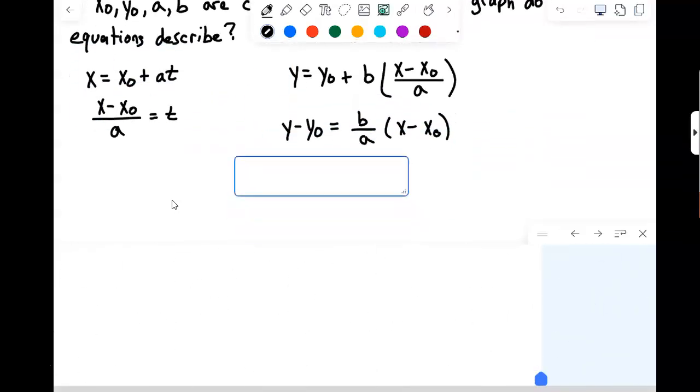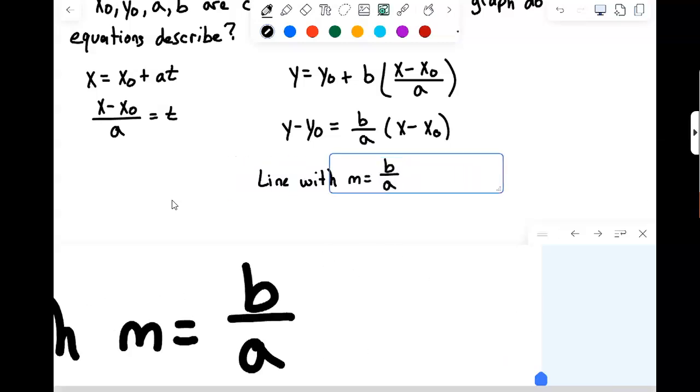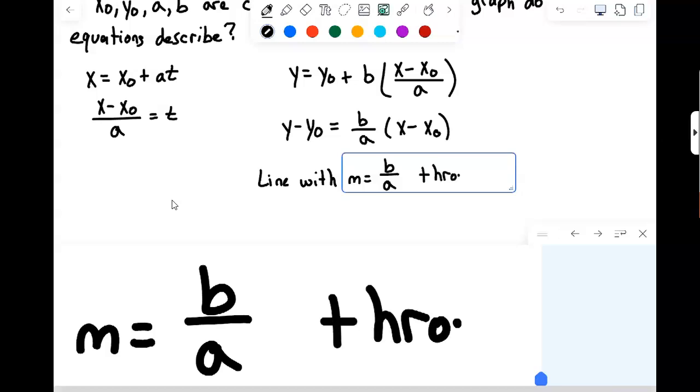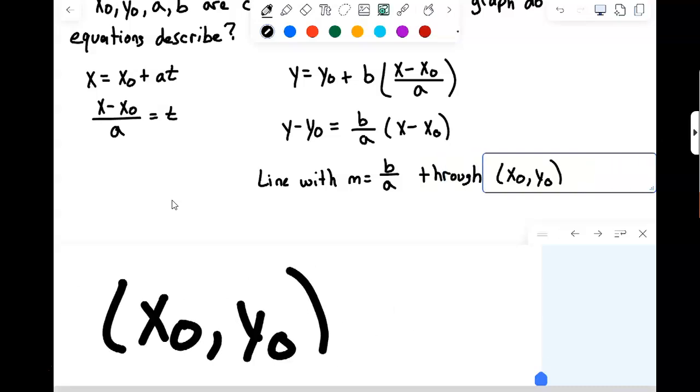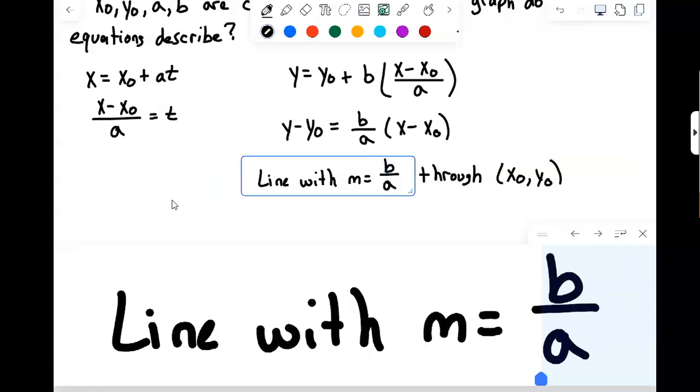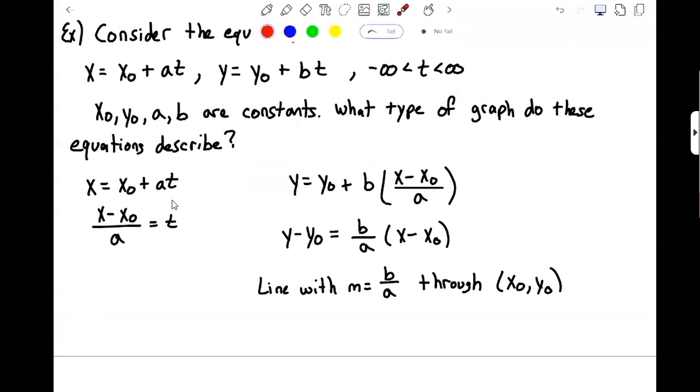So it turns out this thing is actually just going to be a line with slope b over a that passes through the point x0, y0. And so this is actually going to be a straight line. So in fact, we can take the equation of any line now, and using this idea of knowing a single point that it passes through and knowing its slope, we could construct its parametric equations.